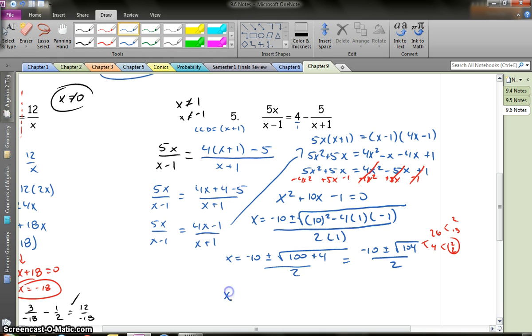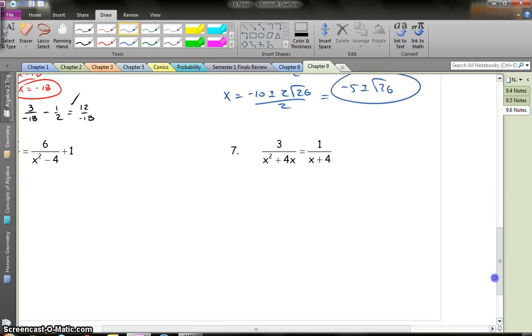So I'm left with x equals negative 10 plus or minus 2 root 26 over 2, which simplifies to negative 5 plus or minus root 26 as your two solutions. All right, again, tomorrow we'll get into our extraneous solutions. In this case, those are my answers right there. All right, let's try one more before this is all said and done.